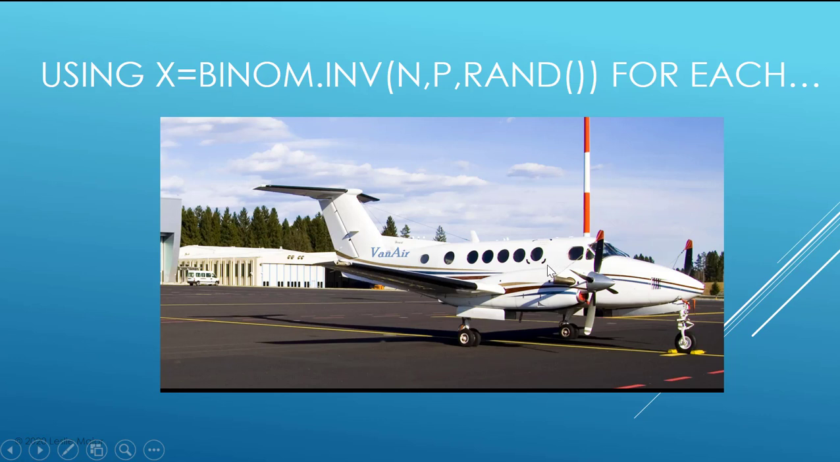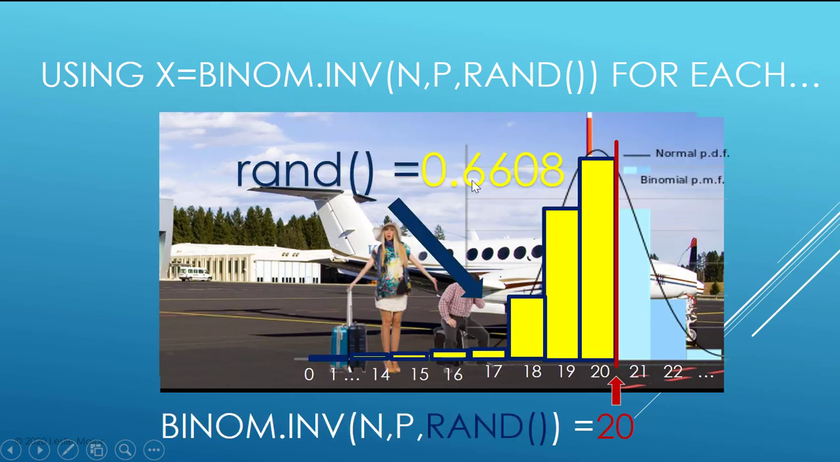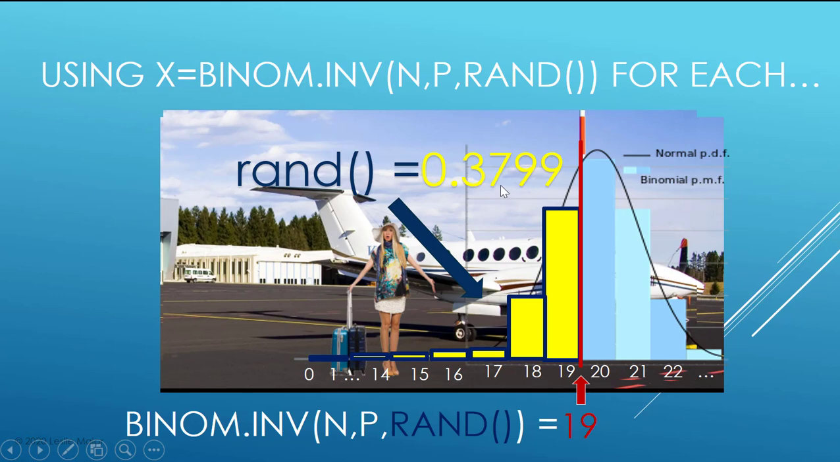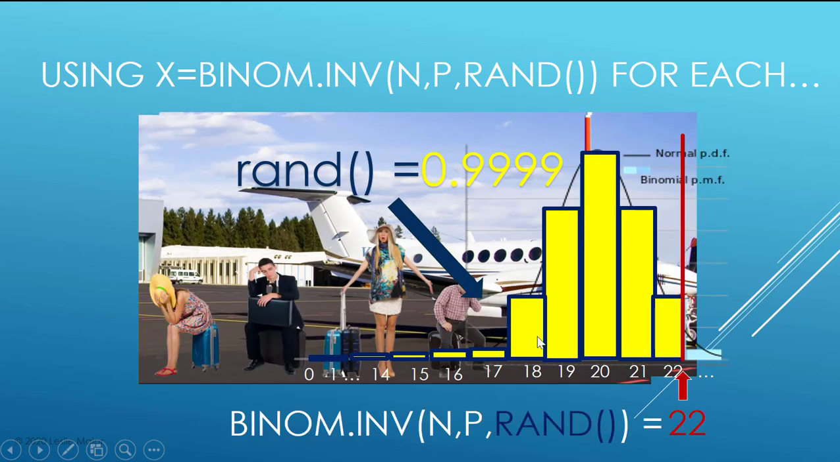You just let a bunch of scenarios happen, where you generate a lot of different iterations of the same thing. Let's do this for a bunch of different flights. Okay, this flight, x turned out to be 20. Rand is 0.66. We ended up with 2 extra people. Okay, this time 0.3799. We're back at the 19 again. When Rand gave us 0.999 this time, it gives us 22 people who showed up.